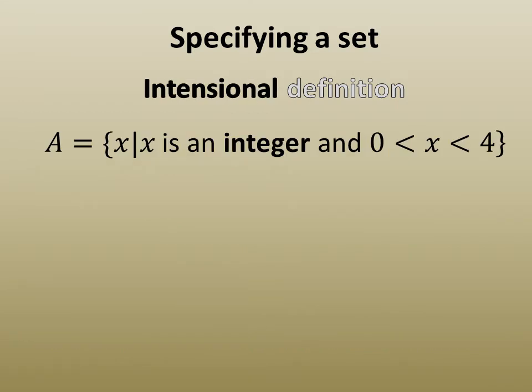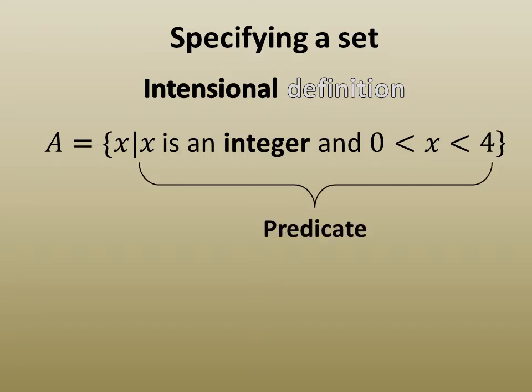The main method of specifying a set is with an intensional definition, using set builder notation, where a defining property is given, called a predicate, that any object either has or doesn't have. In this example, we specify a set we used before with an intensional definition. It is read as A is a set of all x, such that x is an integer which is greater than 0 and less than 4. The vertical bar is read as such that.